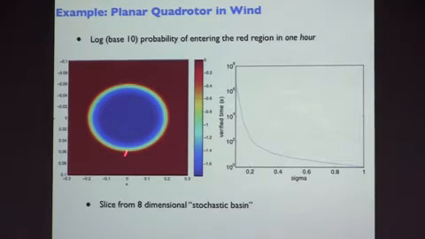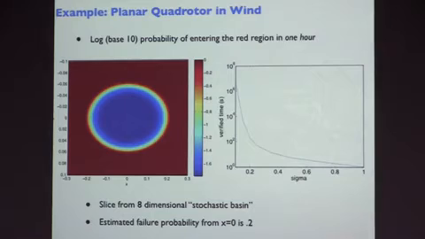So for instance, we can say if you were to let that thing run for an hour, this is a slice from the 8-dimensional stochastic basis. It says, for instance, if I were to start with the initial condition at 0, the probability of leaving is 0.2 over an hour. Now, how do you judge if that's tight?